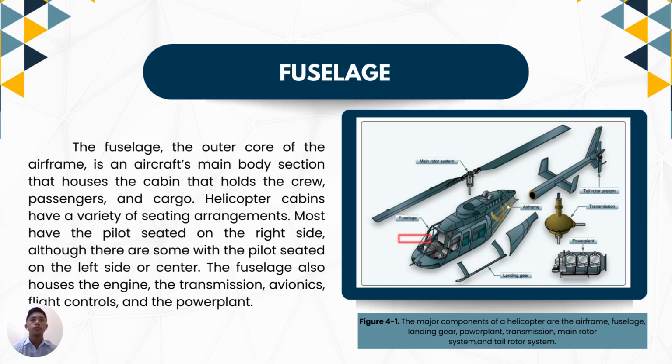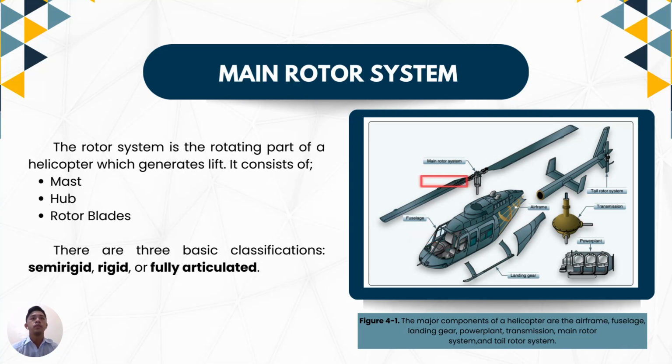So, the fuselage is the outer core of the airframe. It is the main body section of the helicopter, and the fuselage houses the engine, transmission, avionics, flight controls, and the power plant. So next is main rotor system.